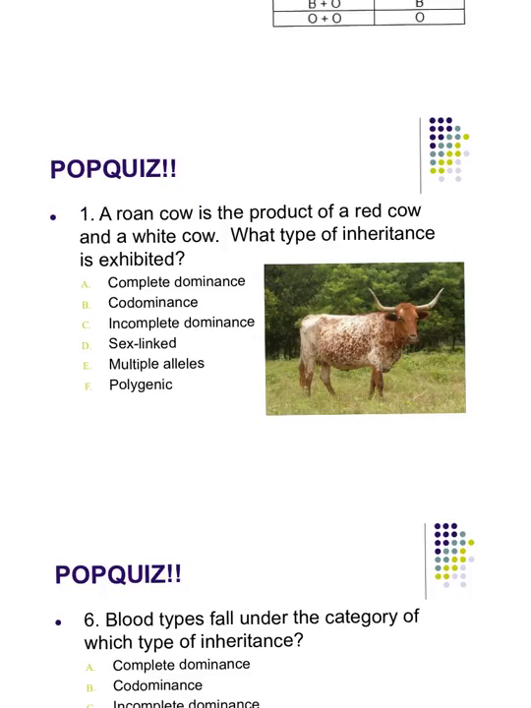Pop quiz. A roan cow is a product of a red cow and a white cow. What type of inheritance is exhibited, friends? Think about it for a second. A roan cow is a product of a red and a white cow. It is both red and white. Both are showing up. If there are 2 captains, you are co-captains of a ship, right? So since it has both patterns showing up, this is known as B, codominance.